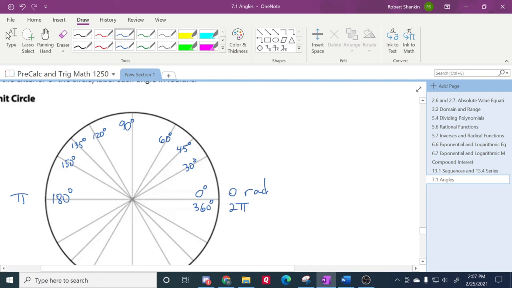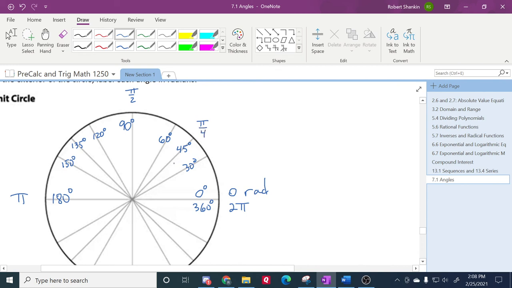If all the way around is 2 pi, halfway around is pi. Half of that is pi over 2. Half of that is pi over 4.